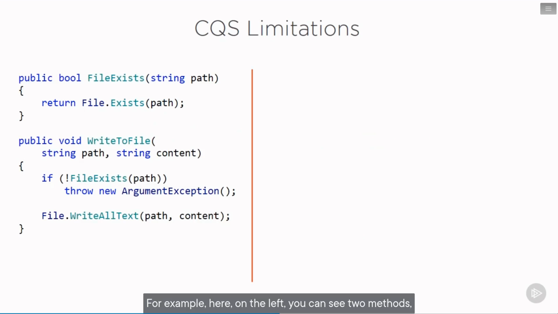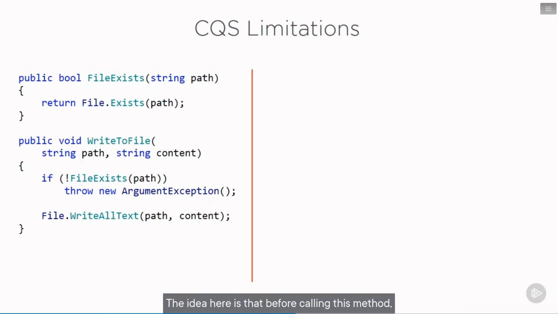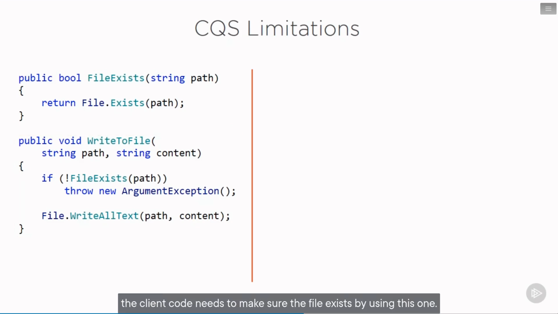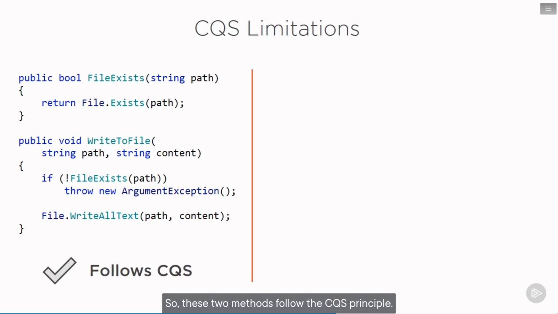For example, here on the left, you can see two methods, one for writing to a file and the other one for ensuring that this file exists. The idea here is that before calling this method, the client code needs to make sure the file exists by using this one. The file exists method is a query here. It returns a Boolean value and doesn't mutate the file, and write to file is a command. It changes the file and its return type is void. So these two methods follow the CQS principle.